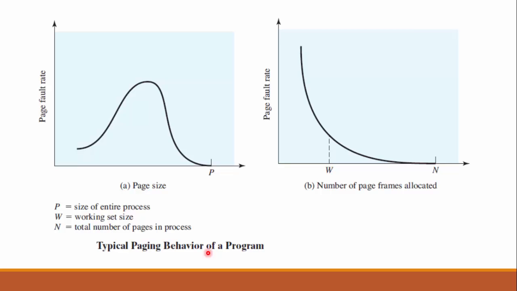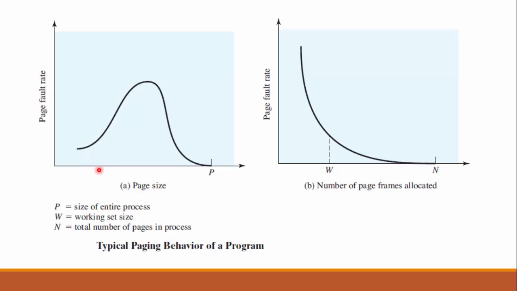So as you can see in the graph with page fault rate and page size, as the page size increases, the fault rate increases. And it becomes zero when our page size equals our process, that is, our whole process is there in the main memory. So of course there won't be any page fault in that.